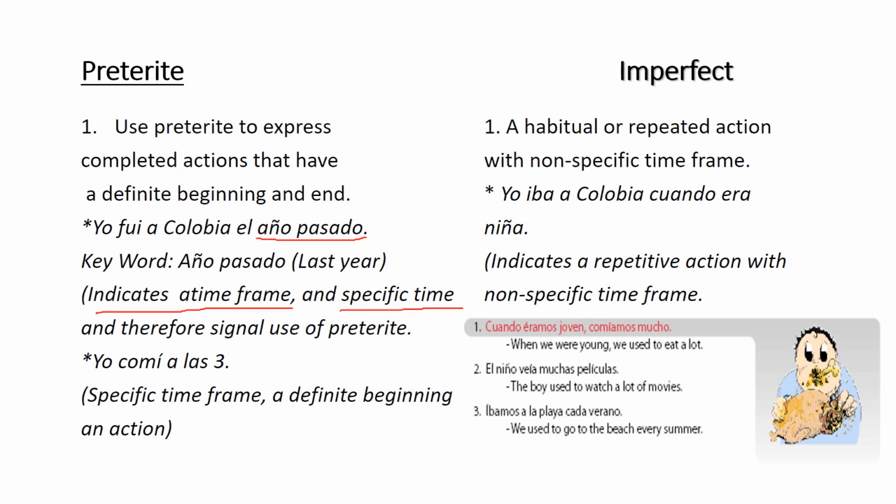What did you used to do when you were young? What did you used to do when you were a child? What did you used to eat? Everything that you used to do, think about imperfect tense. Okay? It will make it easier for you, and also pay attention to keywords. I already told you, last year, año pasado, is a keyword that shows you the use of the preterite tense, not imperfect.